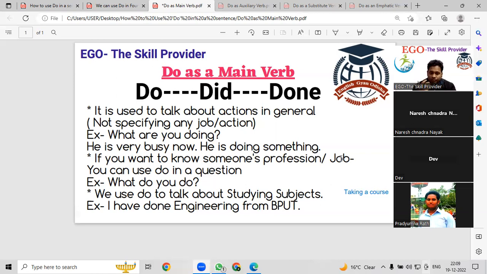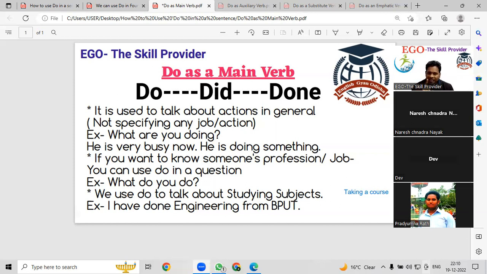just inform the person or people in general that you are pursuing a course, your course is in progress. If you have already completed the course, then you can say I did that course, I did BTech from this university. So basically do is used to talk about studying a subject or taking a course. When you are taking a course, at that time you use it. You can say I'm doing MCA, I'm doing MBA, I'm doing engineering, I'm doing PhD. Basically whenever you are trying to take a course, at that time you are supposed to use something called do.